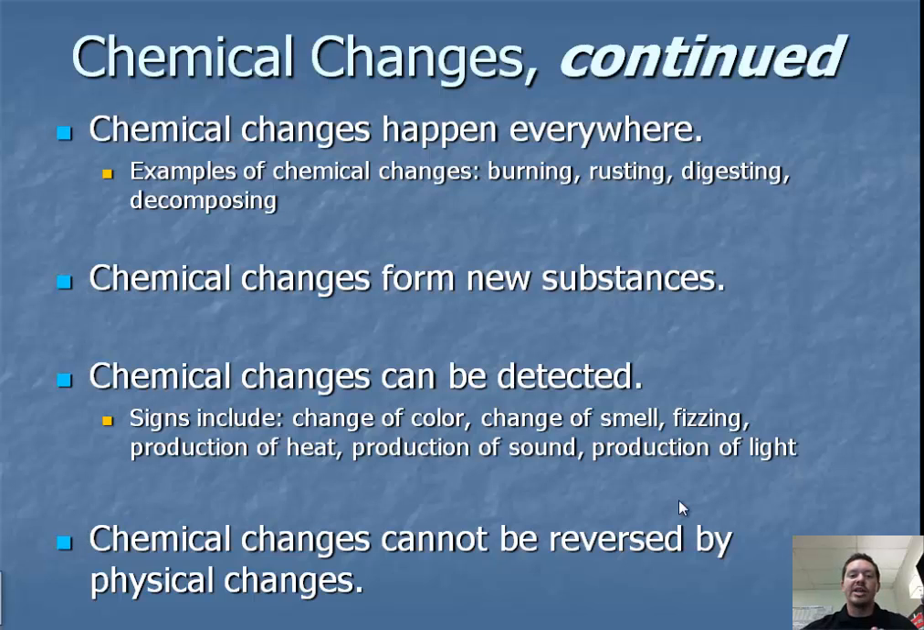And chemical changes cannot be reversed by physical changes. So it requires a chemical change to change a chemical change. A chemical change requires a chemical means to change it back. So if we had water and we broke it down into the hydrogen and oxygen gas that makes it up, then we would have to do a chemical reaction to get the hydrogen and oxygen to turn back into water again.